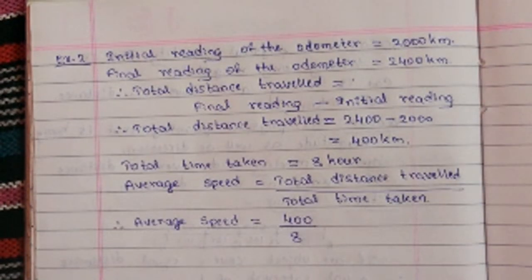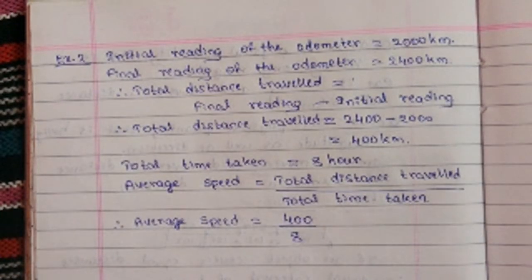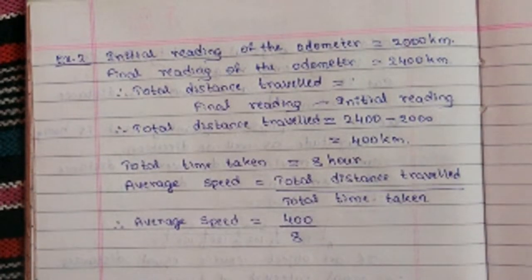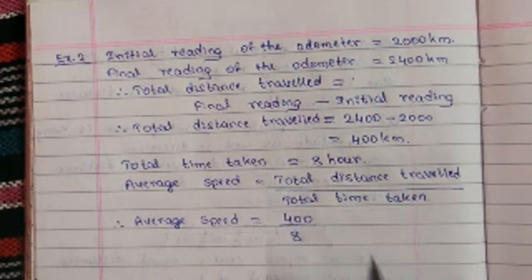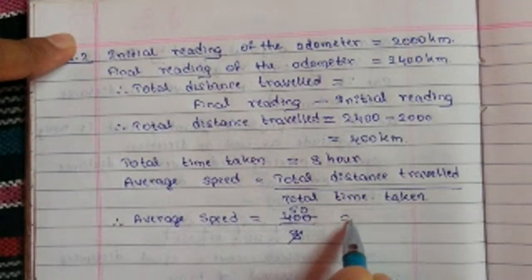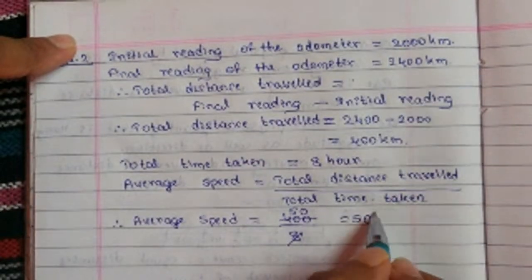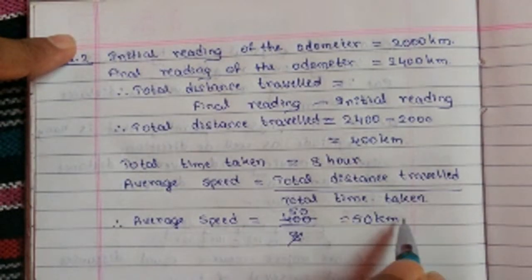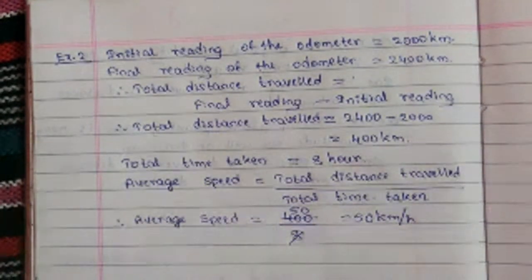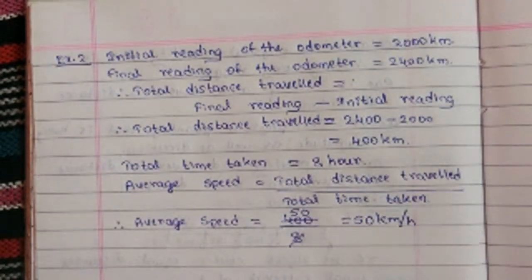So what is the average speed? Eight fives are 40, then 0, it is equal to 50, and distance traveled is in terms of kilometer and time taken in terms of hours. So therefore the average speed is equal to 50 kilometer per hour. Tejashwini, your answer is correct. Any other answers?